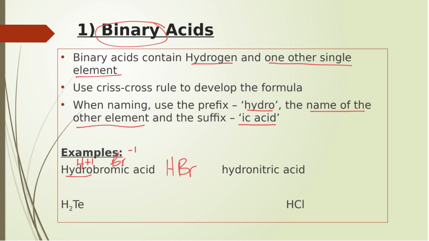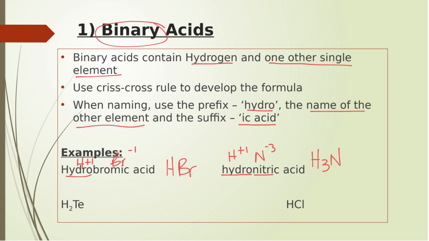Then we have hydronitric acid. So again, hydro is just simply telling us that we have a hydrogen, and the charge on the hydrogen is +1. Nitric is telling us that we have a nitrogen, and nitrogen's common charge is -3. We apply the crisscross rule, and we end up with a chemical formula of H3N. And notice we only have two elements here. We always have hydrogen. We have one other type of element, usually a nonmetal. Sometimes it could be a metalloid.